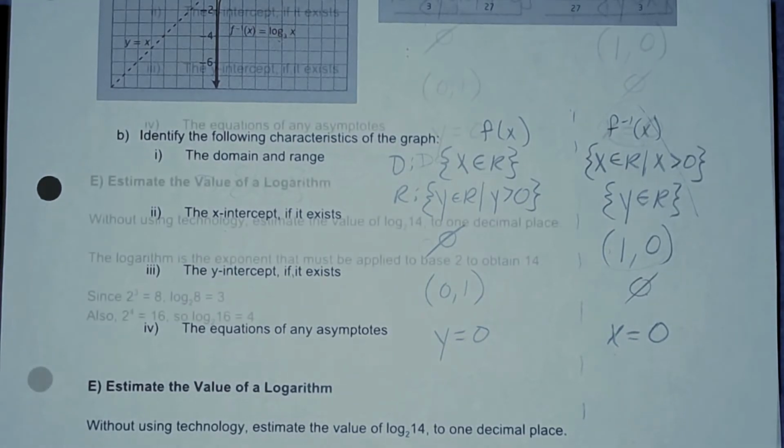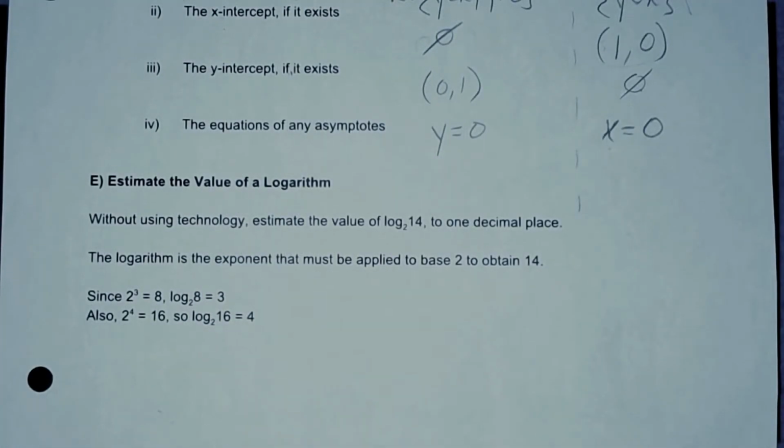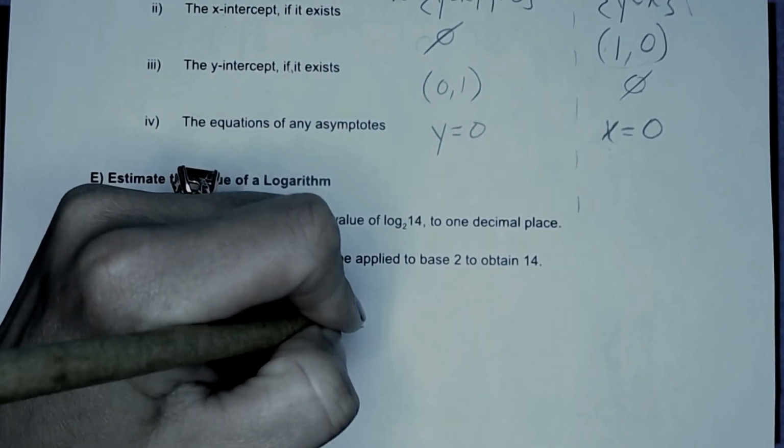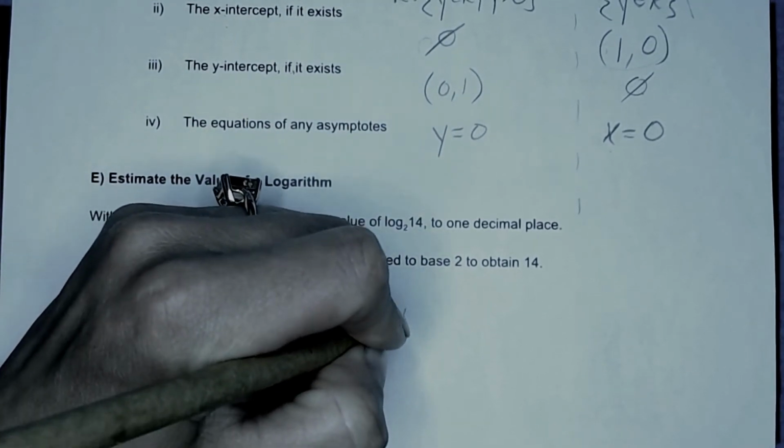No new information. Sometimes you might be provided with an example that doesn't work out perfectly as a cube or square root or whatever exponent you're given. So you'll be asked to estimate the value of the logarithm. So without using technology, estimate the value of log base 2 of 14 to 1 decimal place. The log is the exponent that must be applied to base 2 to obtain 14. So what we're saying is 2 to the power of what equals 14.